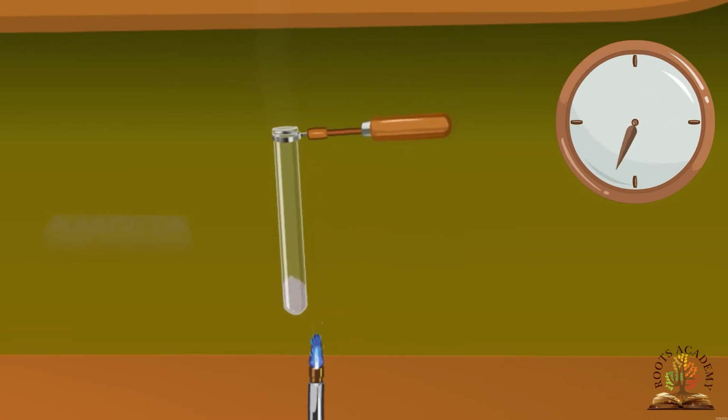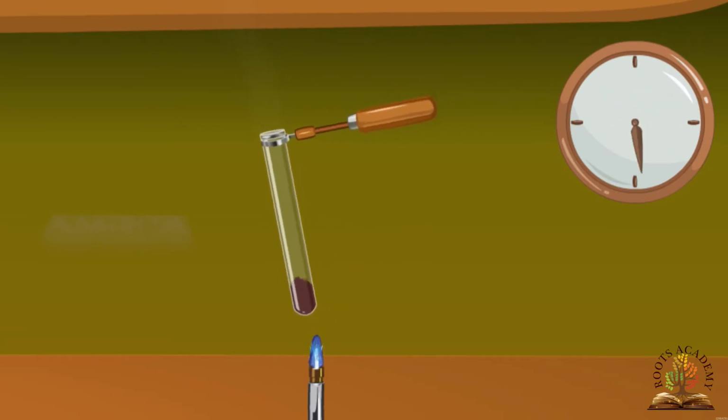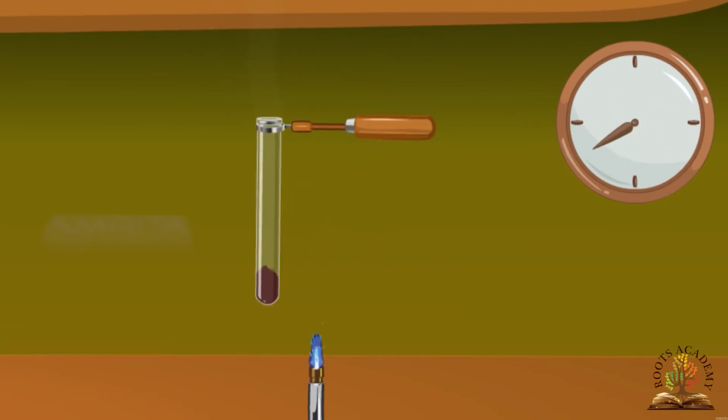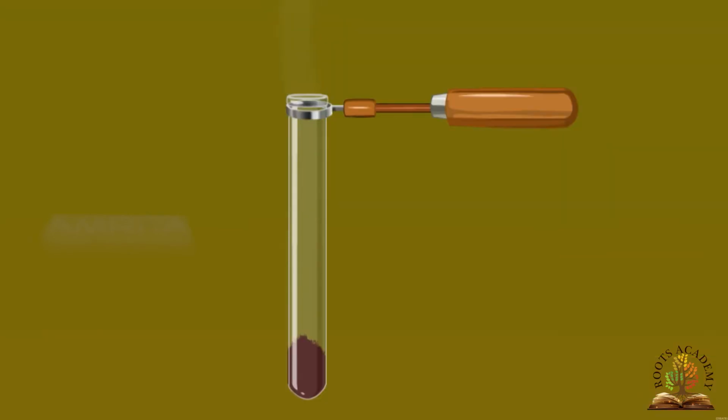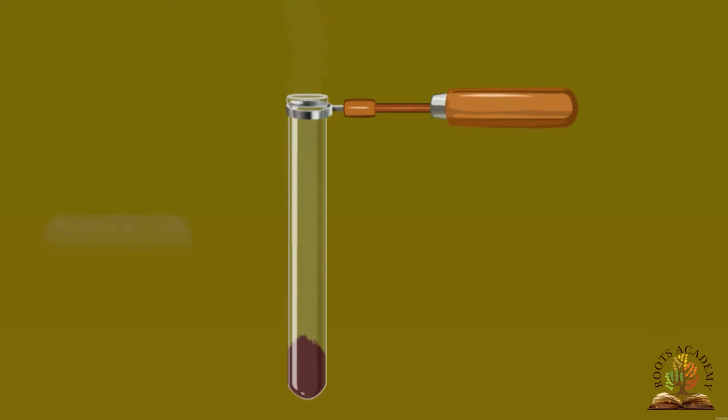On further heating, anhydrous ferrous sulfate decomposes to form dark brown-colored ferric oxide, Fe2O3, sulfur dioxide, SO2, and sulfur trioxide, SO3 gases. The gas emitted has the odor of burning sulfur. In this reaction, a single reactant FeSO4 decomposes to form three different products, Fe2O3, SO2, and SO3. So the reaction is a decomposition reaction.